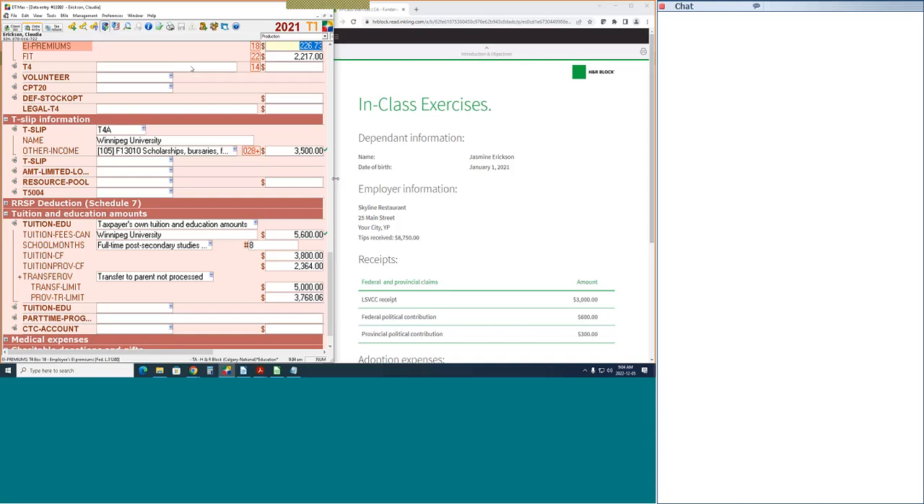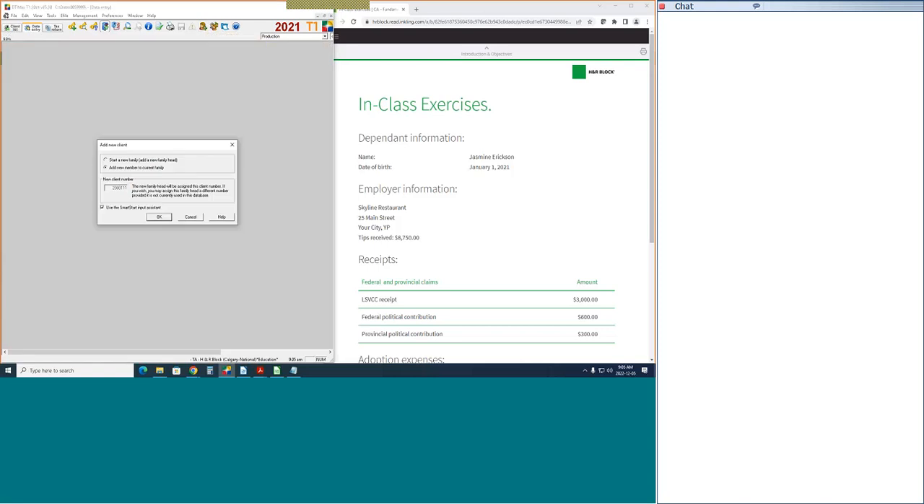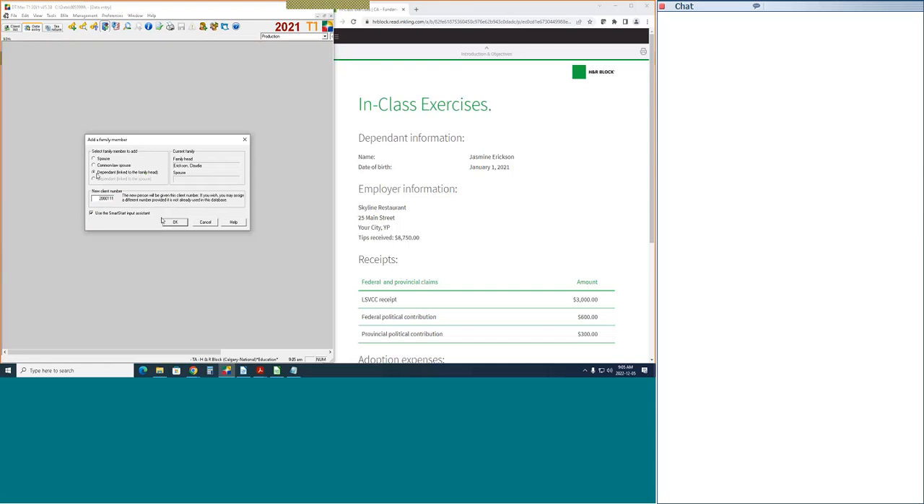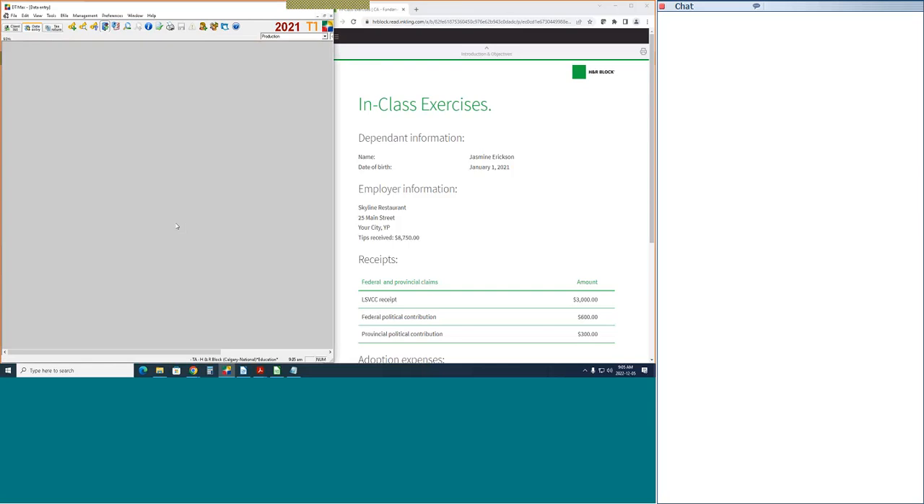So I'm going to ask everyone to do that. We're going to add a dependent, and this is a good refresher of how to add dependents. So I'm going to add a new client here to the current family. Add them as a dependent. If you add her daughter as her spouse, you're going to create problems for her, so make sure you add her as a dependent.